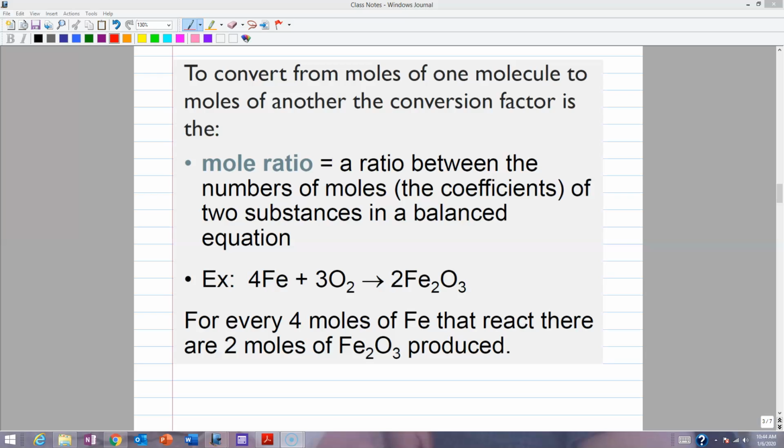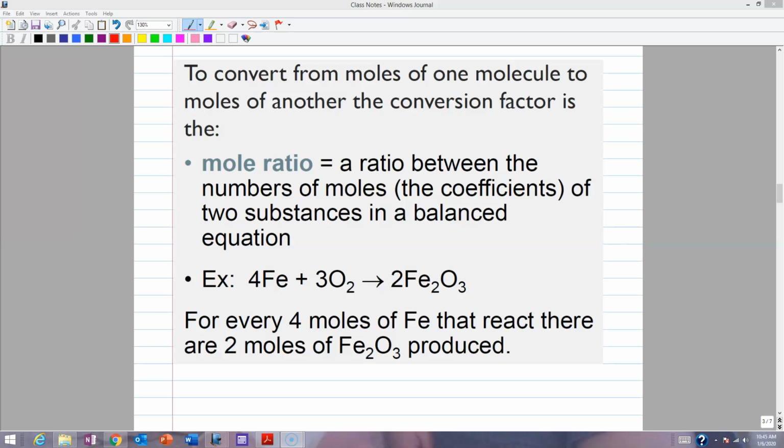So if I have iron plus oxygen and I produce iron 3 oxide, I'm going to balance it by putting a 4 in front of iron, a 3 in front of oxygen, and a 2 in front of iron 3 oxide. What this tells me is that for every 4 moles of iron that will react, I will be able to produce 2 moles of iron 3 oxide.